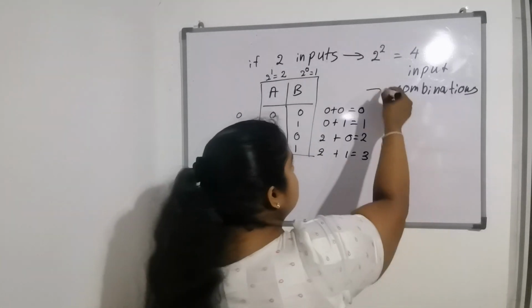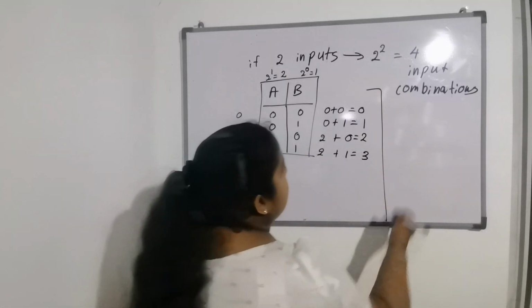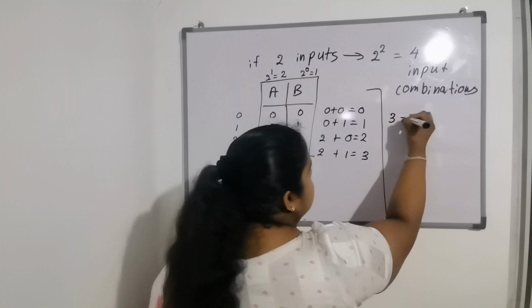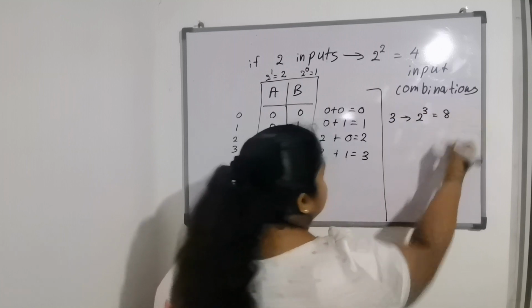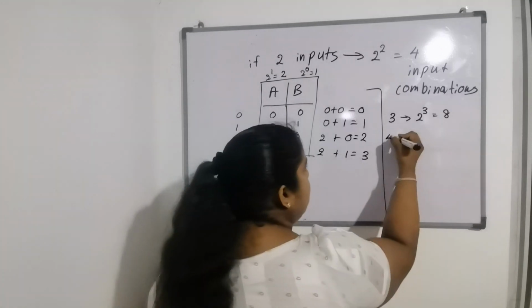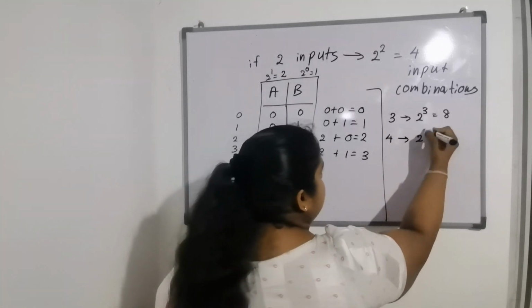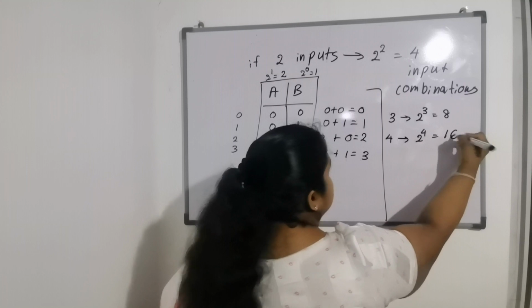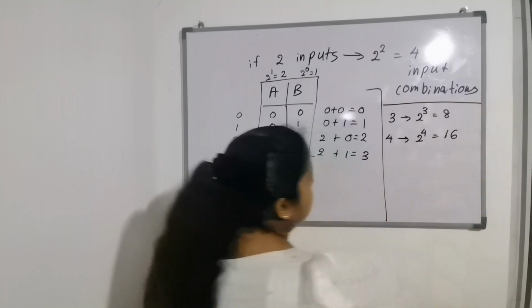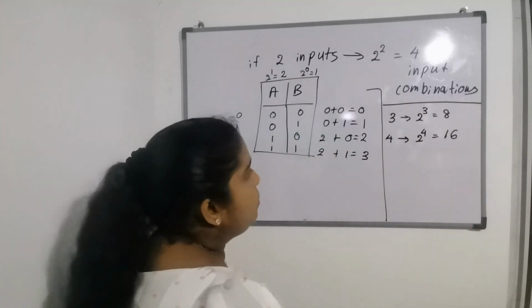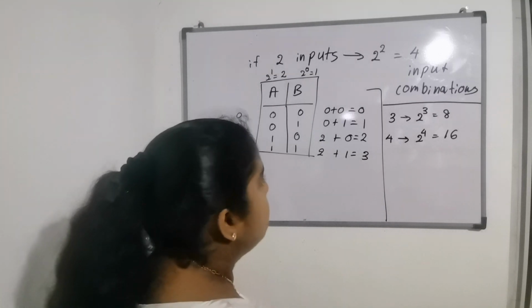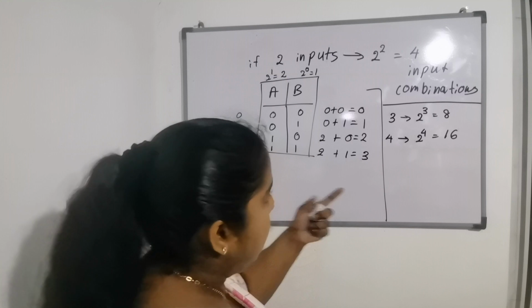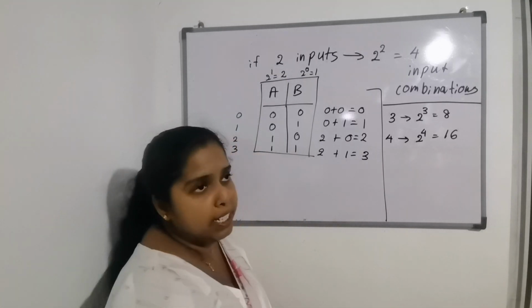So if you consider other combinations, if you have 3 inputs, there will be 2 to the power 3, that means 8 input combinations. If there are 4 inputs, there will be 2 to the power 4, 16 input combinations. Remember that. That's how we get the input combinations. So when you have 3 inputs, 8, and 4 inputs, 16, like that we'll get.